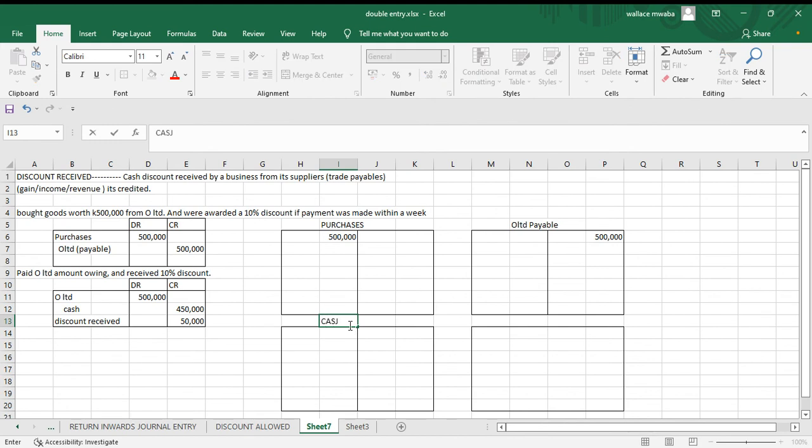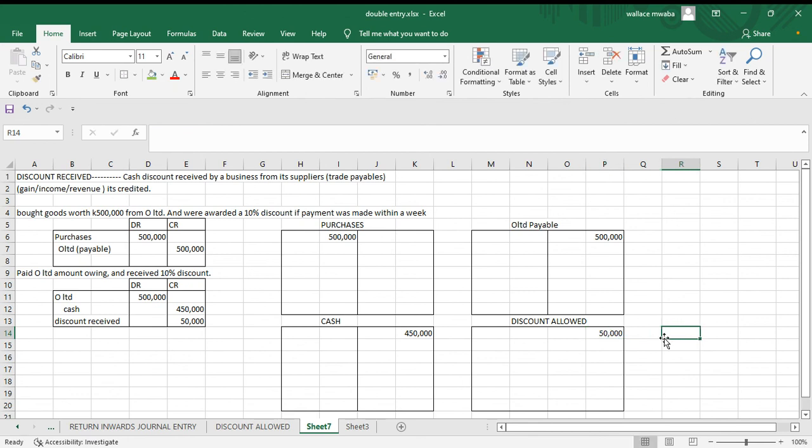cash account, and the discount received account. So the cash account, we credited 450,000. Discount received was also credited 50,000.